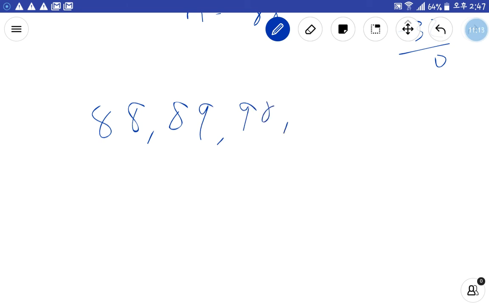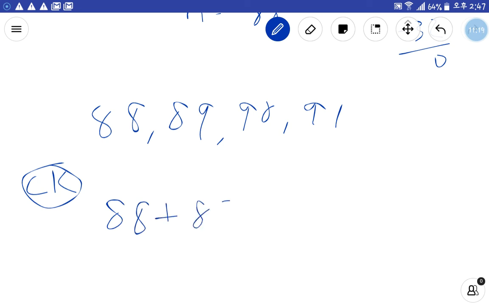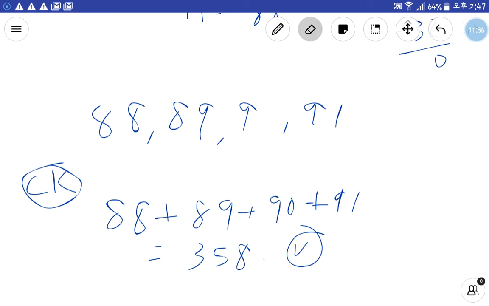Then what are the other numbers? 88, 89, 90, and 91. Please check. How do we do? 88 plus 89 plus 90 plus 91. If you add all up, what did you get? Is it 358? Yes, it is. So my answer is reasonable.